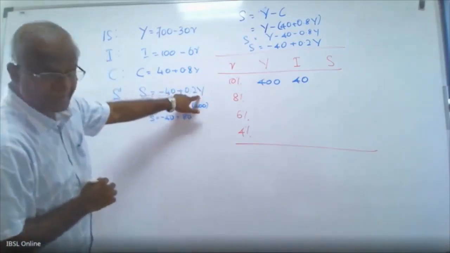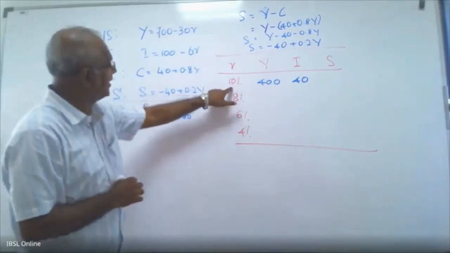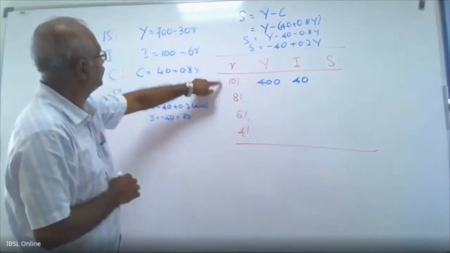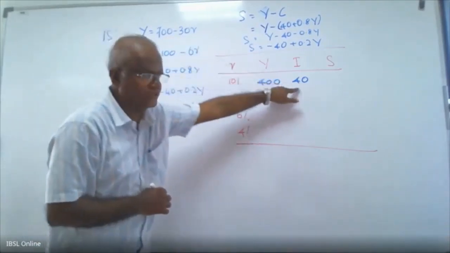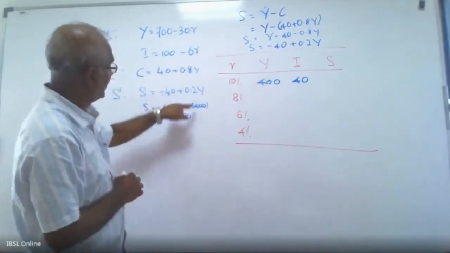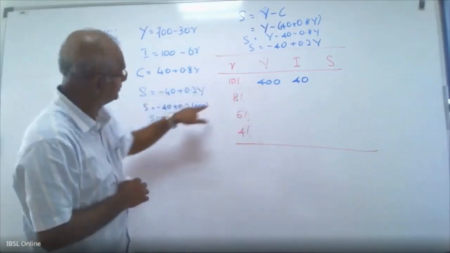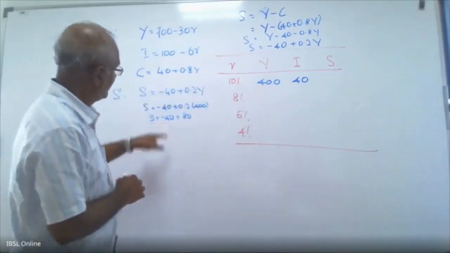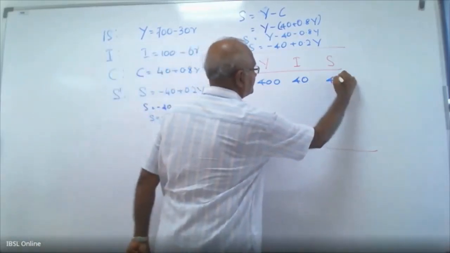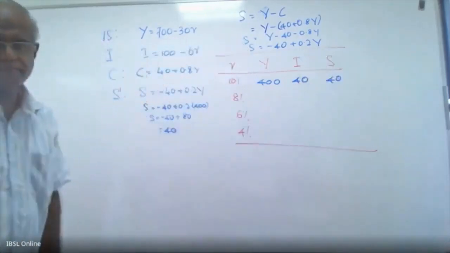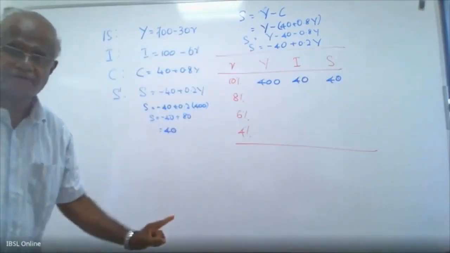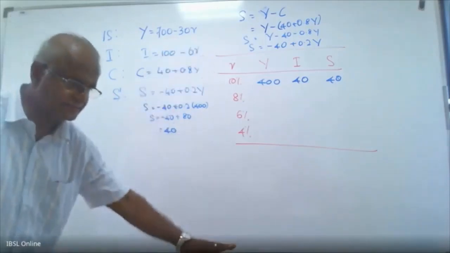Savings function, you calculate Y. When R is 10, you go to the IS curve, get 400. When R is 10, you go to the investment function, it's 40. When R is 10, you go to the savings function and substitute 400 here. Get the 80, this is 40. Right? Investment 40, savings 40. Income 400.